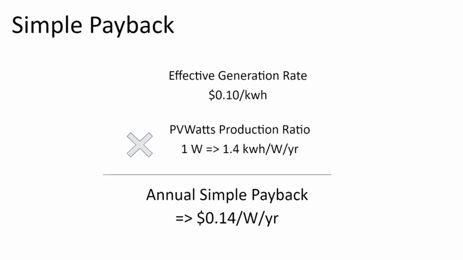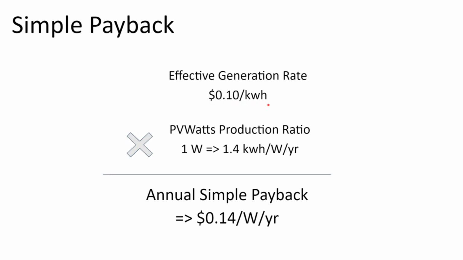Let's assume the solar array has an effective generation rate of 10 cents per kilowatt hour. This number largely depends on how much the utility is required to purchase back solar power during the day, particularly if the customer does not have batteries. But for now, let's assume the customer earns 10 cents per kilowatt hour for solar production, regardless of whether it is sold back to the grid or used on site.